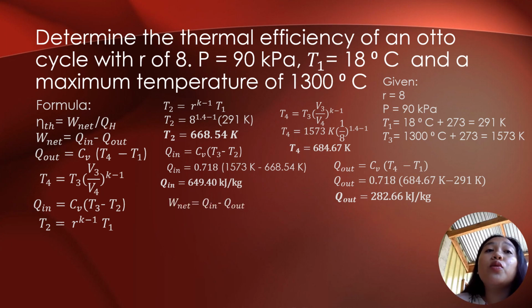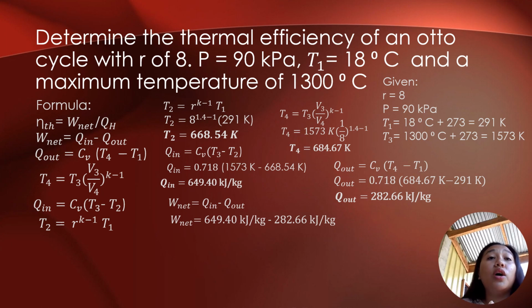So let's proceed to our W net. W net is equal to Q in minus Q out. So let's just input the following. W net is equal to 649.40 minus 282.63. We have our W net equal to 366.74 kilojoule per kilogram.